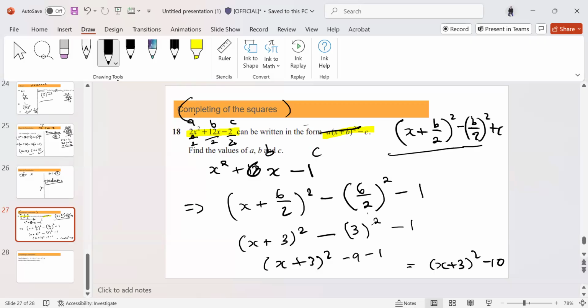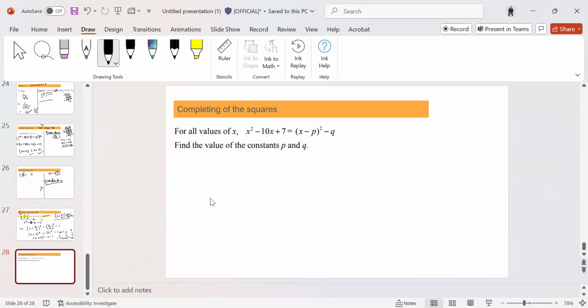So if you look at it in this way now, the value in front here is going to be 1. That's our A that they are asking for. The value of B here is actually 3. And the value of C here that they're asking for is -10. So that's what they can ask you in an exam. So do know how to complete the squares. Maybe just one problem in paper 2 or 4. It doesn't really matter.